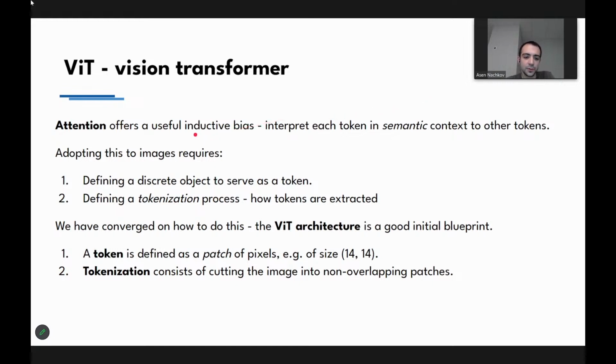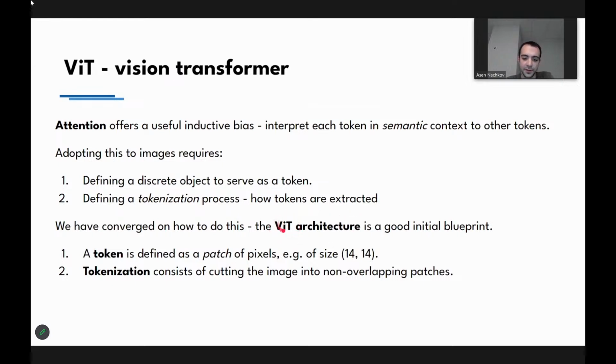And in principle, to follow the same exact process that we followed in NLP, we need to solve two tasks. We need to define what is a token, what will serve as a token, and we need to define how we will extract tokens from an image. This is basically the tokenization process. Now, the computer vision community has converged on how to do this, and the blueprint for how to do this is given by the VIT architecture.